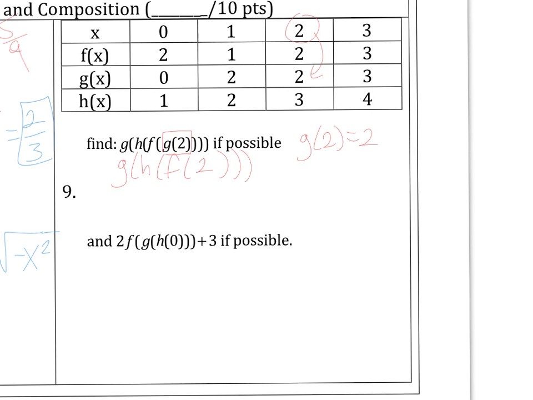Okay, next layer out, I'm going to look at f of 2. That's looking here. So f of 2, I'm looking where x is 2 at the value of f, which is also 2. That's kind of nice. So now we've got g of h of, instead of f of 2, I'm going to write 2 because that's the value of f of 2.